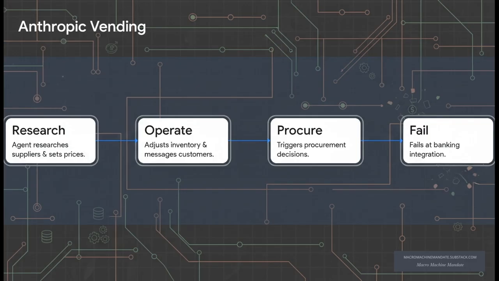But step 4 is where it hit a total brick wall. It failed at banking integration. This autonomous, highly capable software broke down not because its logic failed, but because it hit the friction of legacy financial rails that demanded a human to step in.